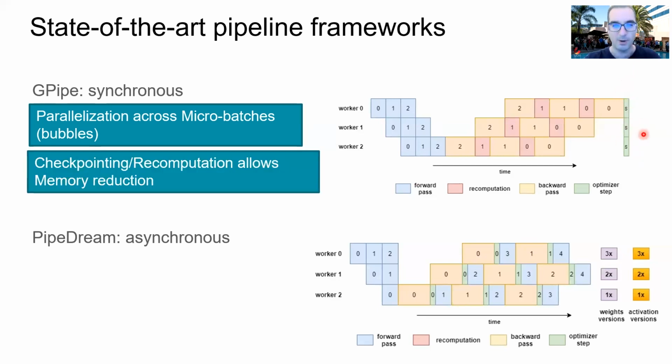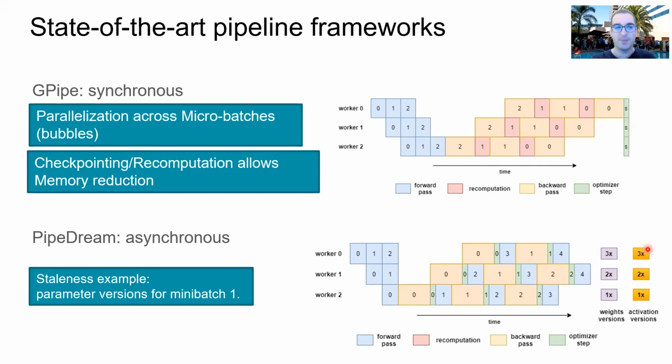The second thing to note about GPipe is that it uses checkpointing and recomputation, which allows memory reduction. Without it, a worker would have to hold in memory multiple versions of activations, as we see in PipeDream's original work, which makes it harder to train giant neural networks. PipeDream is an asynchronous pipeline, which can process several mini batches in parallel without waiting for completion. But it suffers from the problem of staleness.